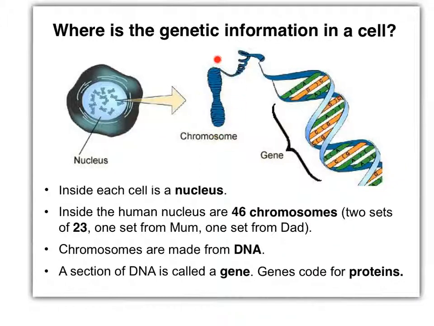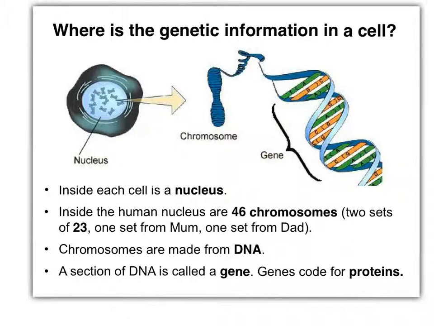Now, chromosomes are made up of a chemical called DNA, so deoxyribonucleic acid. Now, sections of the chromosome are called genes. Genes code for our characteristics or proteins.